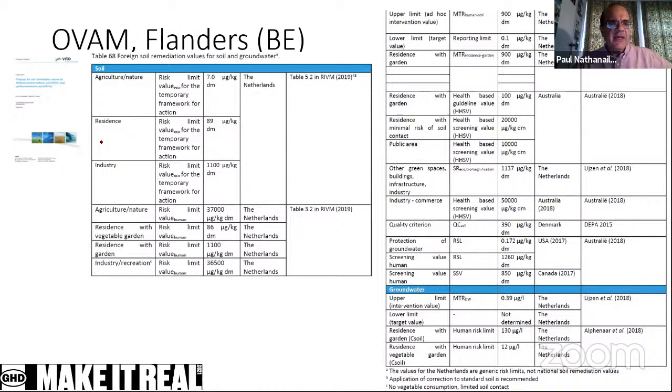And then here we see the soil remediation values for soil and for groundwater. Let's look at the residential one. A value of 89 micrograms per kilogram coming into play there. And as the land use gets less sensitive, the numbers go up.